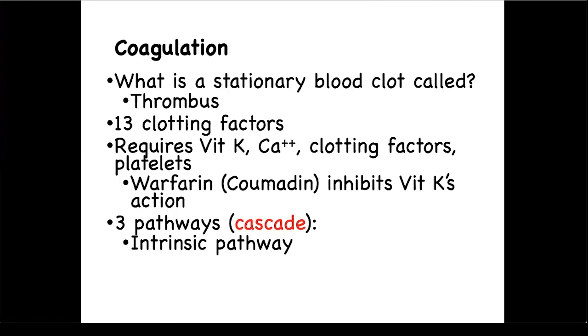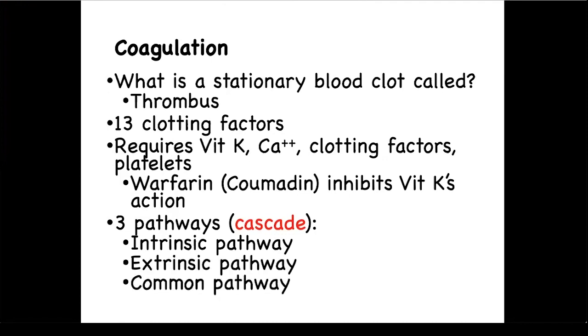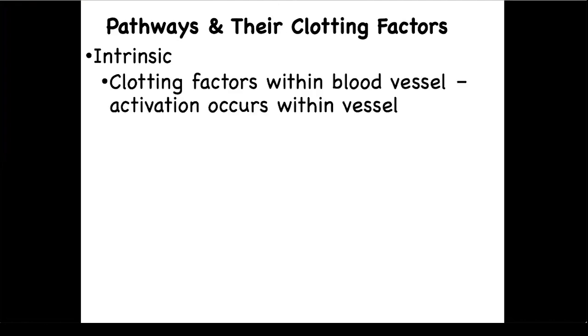The three pathways include the intrinsic pathway, and we'll look at each one of these in greater detail, the extrinsic pathway, and the common pathway. So let's start with the intrinsic pathway. The term intrinsic means within the organ, and here we're talking about blood vessels. So what occurs here is that the first clotting factor in the cascade is activated within the blood vessel. Activation can be the result of coming in contact with collagen fibers, the exposed collagen fibers.